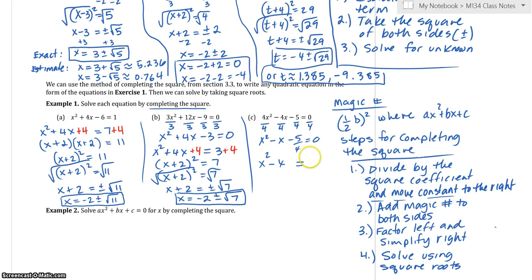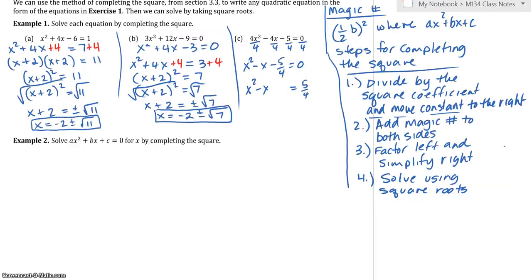A little less space. I think we're running out of room here. Now we're going to add the magic number to both sides. So what was the magic number again? It was 1/2. So the magic number in this case is 1/2 of the middle term. The middle term is -1. That negative doesn't matter because you square it. So it's like saying -1/2 squared, which turns out to be 1/4.